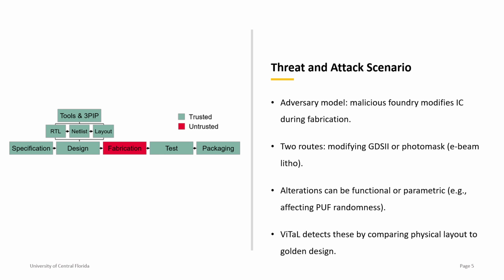The threat model considered in this paper is quite realistic. The authors assume that while the design is trusted, the fabrication step may be compromised. An attacker at the foundry level could insert subtle layout level changes either to modify chip behavior or to affect parameters like randomness in physical unclonable functions. These changes might not affect functionality in an obvious way, making them hard to detect through traditional testing. VITAL targets these kinds of layout-only modifications through post-fabrication verification.